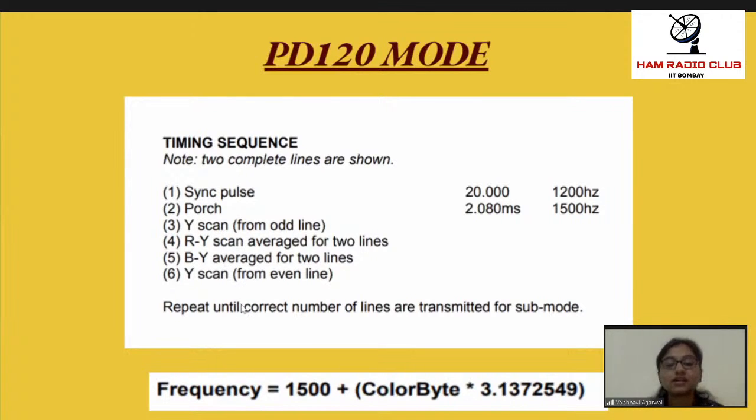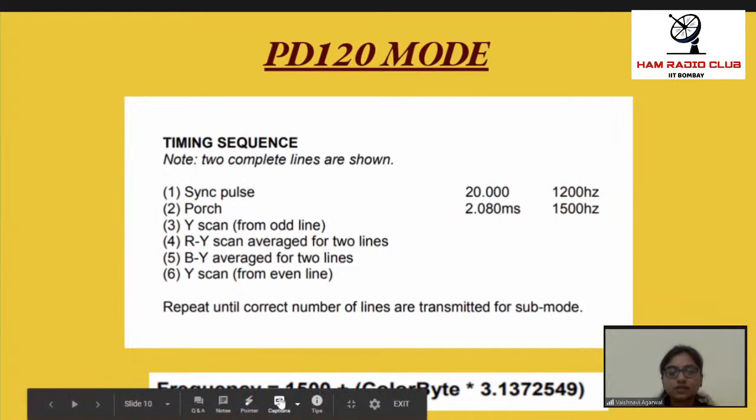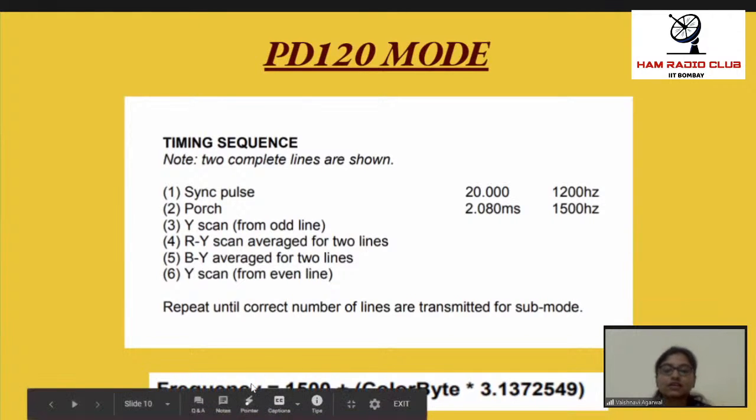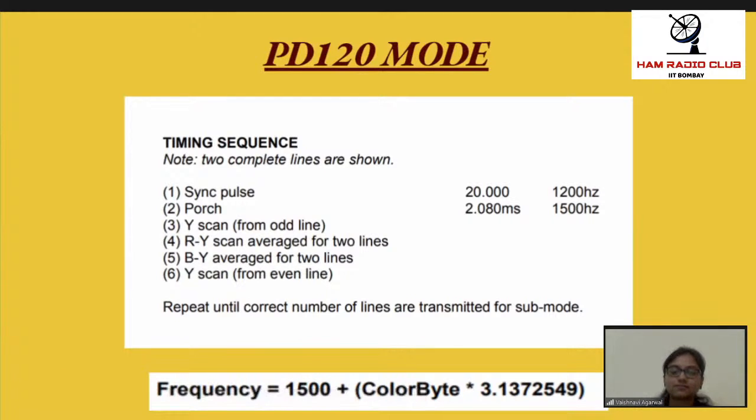This is repeated until all the lines are encoded into a signal. And these are decoded in a similar fashion back to an image. So this is the formula that one uses to convert the color bytes, that is the digital data or the image on your desktop, to a frequency, that is the radio signals or radio frequencies.